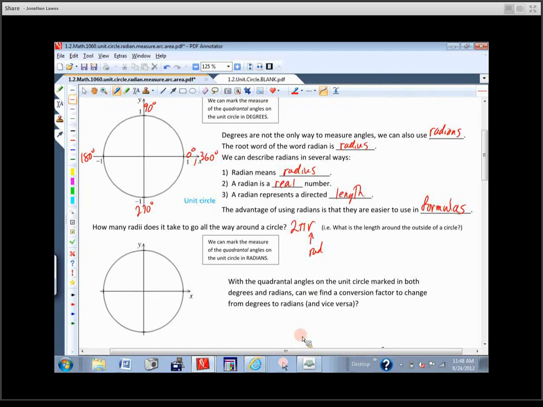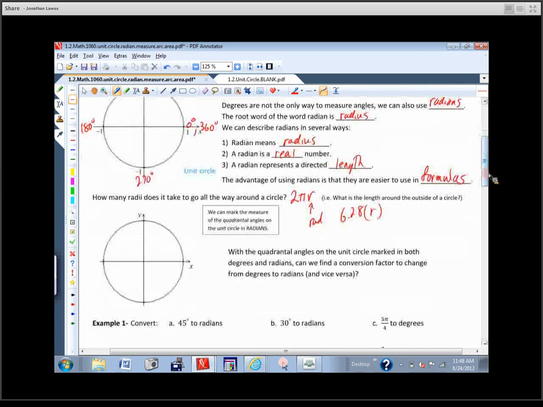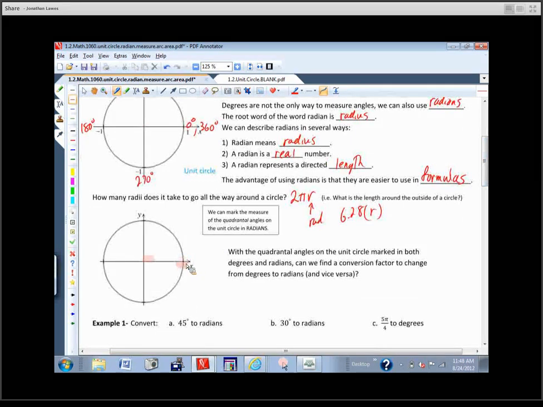2 pi r. What does that r stand for? Radius. Okay? It's 2 pi radians, or it's 6.28 all the way around times whatever the radius is. Okay? So what we're going to do now is we're going to mark off the quadrantal angles on this circle in radians.